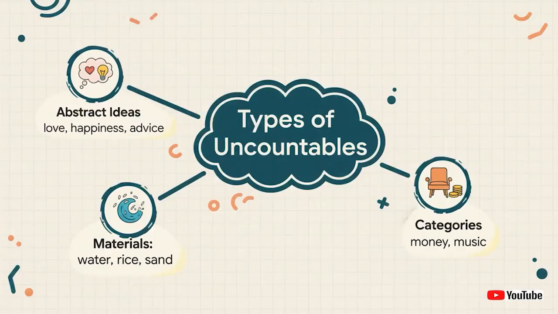What's really helpful is that uncountable nouns often fall into these neat little groups. You've got abstract ideas like love or happiness. You can't really count those. Then there are materials like water or sand. We see them as a whole mass. And finally, general categories like furniture or money. Furniture refers to the whole group of chairs and tables, not each individual piece.